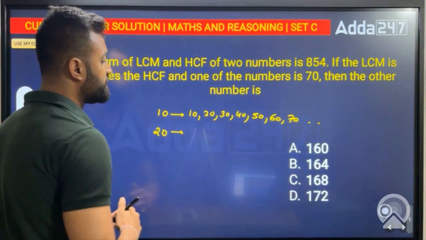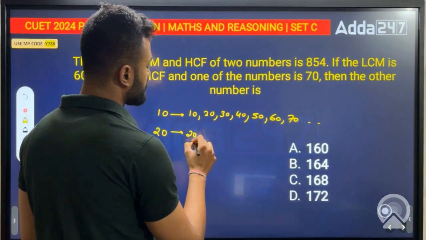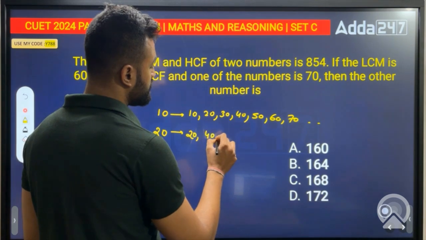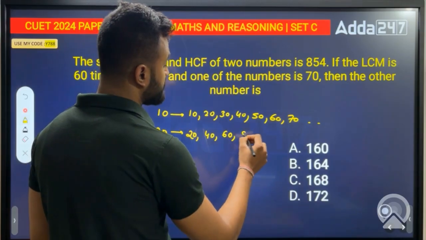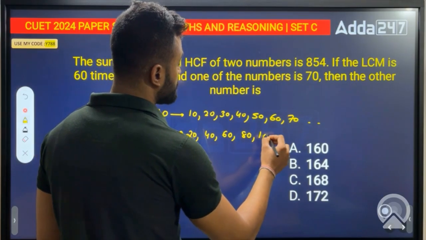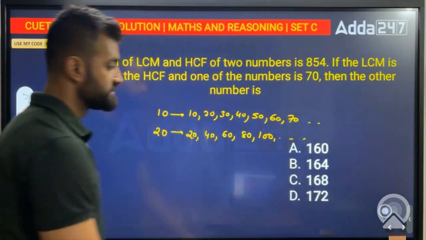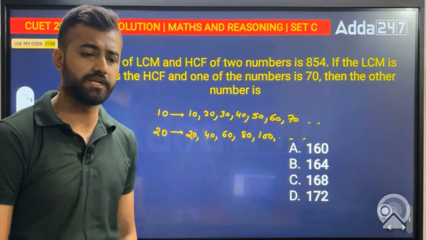Similarly, multiples of 20, if you write: 20 1s are 20. 20 2s are 40. 20 3s are 60. 20 4s are 80. 20 5s are 100. And so on, you'll get these. These are the multiples.